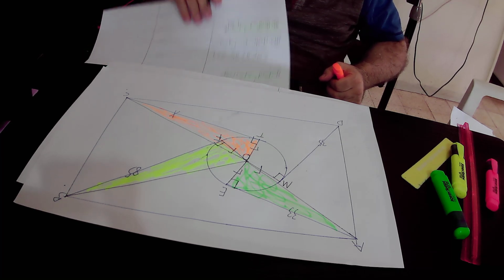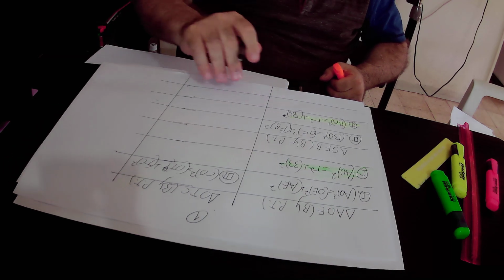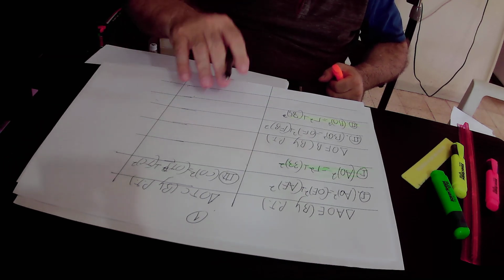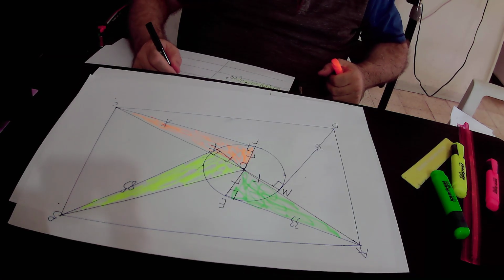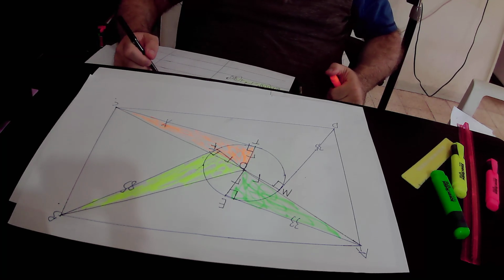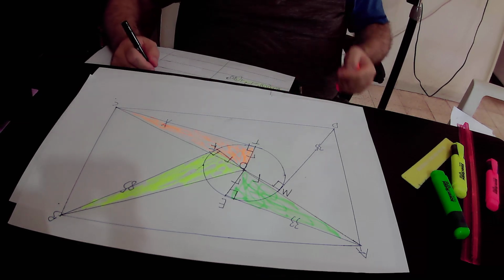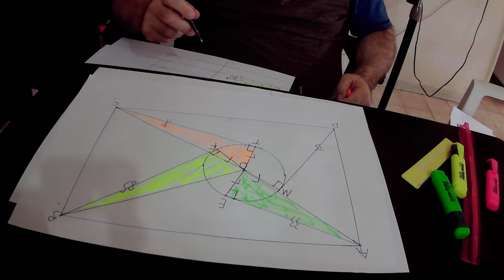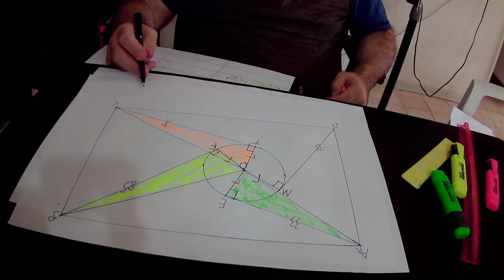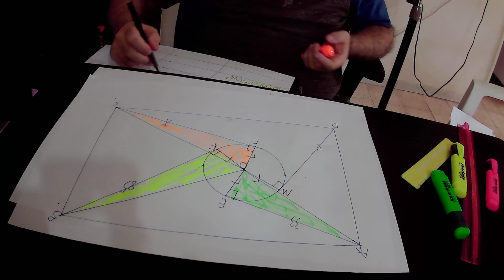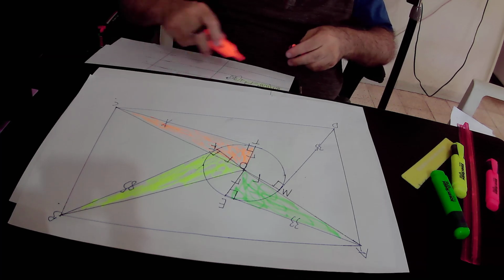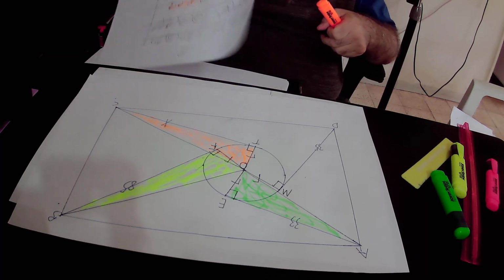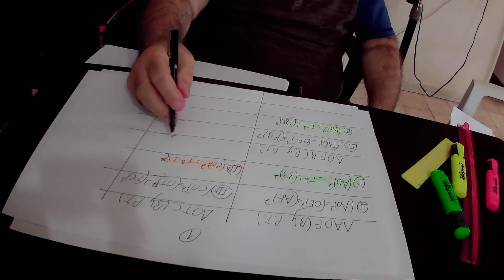Repeat again, according to the Pythagoras theorem in the right orange triangle OTC, CO squared equals OT squared plus TC squared. So CO squared equals OT squared. OT is R, so OT squared is R squared plus TC squared. TC is the line segment that we are looking for, so TC equals X, therefore TC squared is X squared. So in conclusion, according to equation number 3, CO squared equals R squared plus X squared.